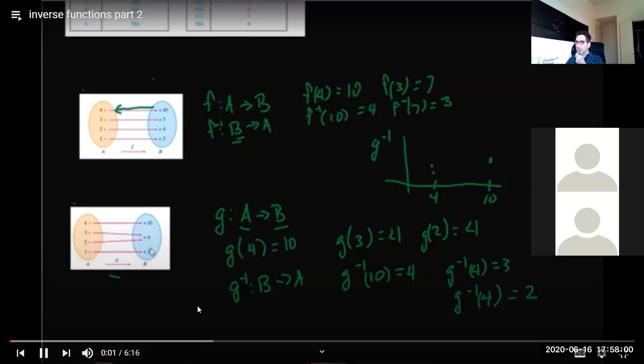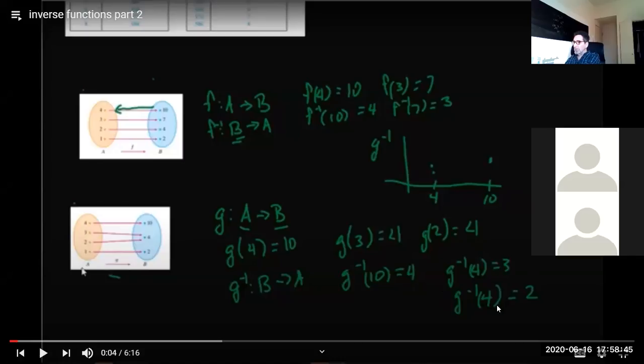Right, for the inverse, we're going to have 4 going to 2 places. Okay, sorry. So this function g: g of 4 is 10, g of 3 is 4, g of 2 is 4, and g of 1 is 2. If we talk about the inverse, which would go from B to A, then we'd say g inverse of 10 is 4. But then we get to g inverse of 4 is 3, and g inverse of 4 is 2.